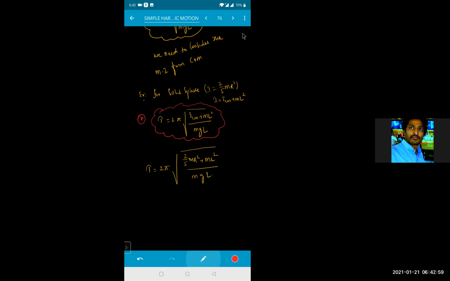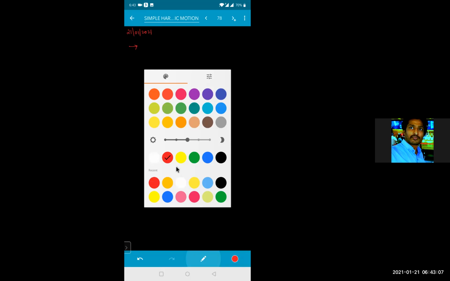Now let us come to today's session. So the time period of a simple pendulum, tell me, it depends upon what? Length. The time period of a simple pendulum depends on L and also g. The g value would change, at the equator, poles, everywhere. Length can also be changed.